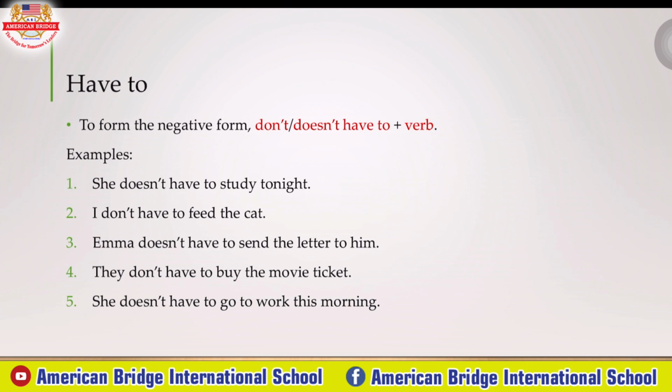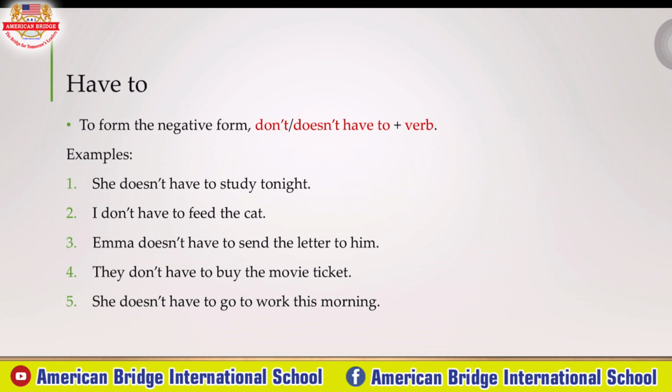Perhaps in this situation, someone has already sent the letter to that person. So that's why Emma doesn't have to send the letter to him. Okay? 4, they don't have to buy the movie ticket. Perhaps the hall today is not full, so maybe they can watch the movie, and that's why they don't have to buy the movie ticket. 5, she doesn't have to go to work this morning. Perhaps this morning is a holiday or Sunday, so that's why she doesn't have to go to work.